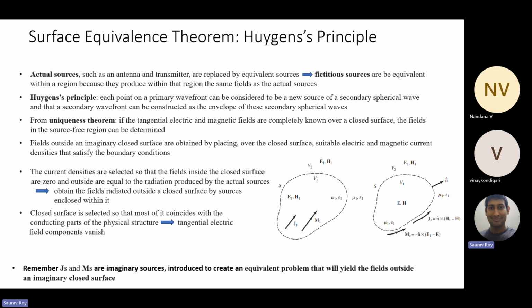Now in the bottom portion of the slide, you see something in bold. Remember that Js and Ms are imaginary sources, and even the surface S is also imaginary. And why do we require that? It is introduced so that the equivalent problem will yield the same field outside the imaginary closed surface. That is, we should get the E1 and H1.